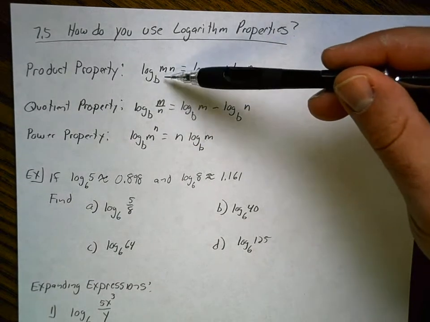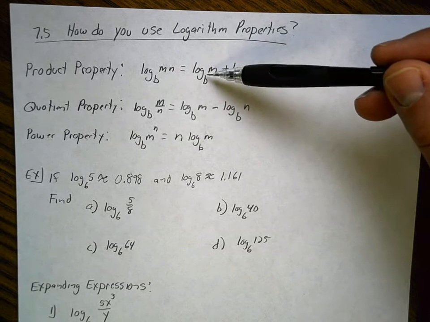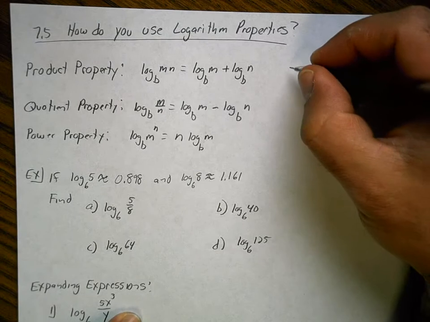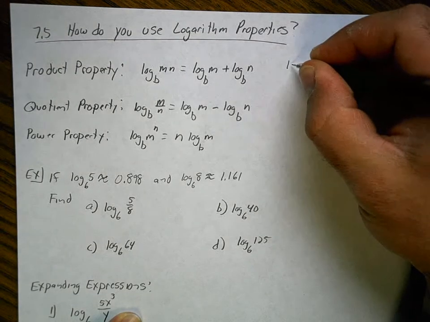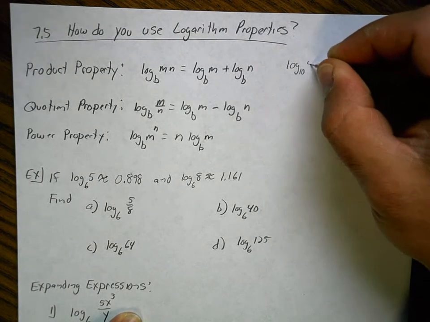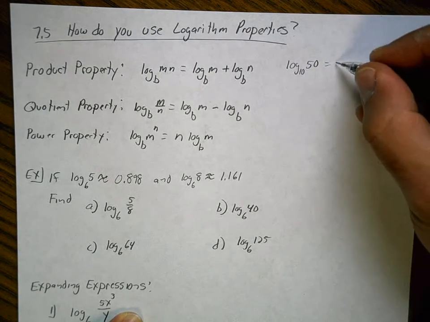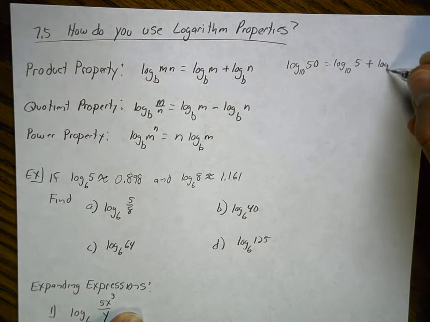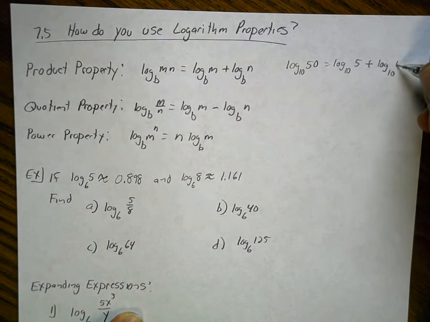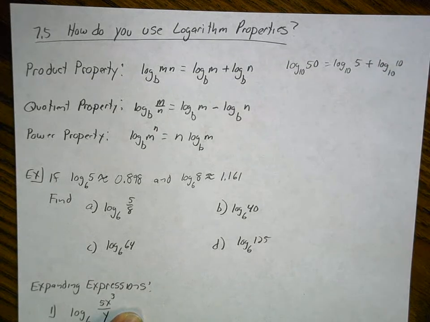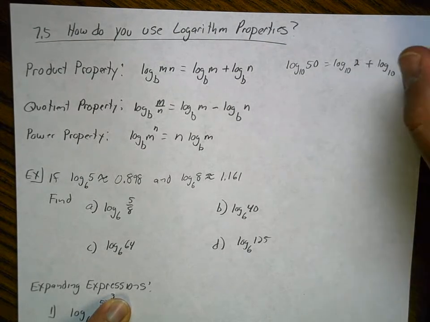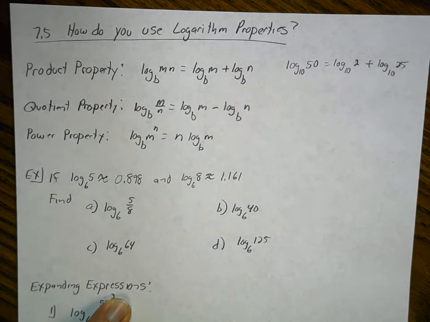Log base b of m times n is the same as log base b of m plus log base b of n. So for example, if I took the log base 10 of 50, it's equivalent to the log base 10 of 5 plus the log base 10 of 10, because 5 times 10 is 50. Or I could change that to log base 10 of 2 plus log base 10 of 25, because 2 times 25 is 50.